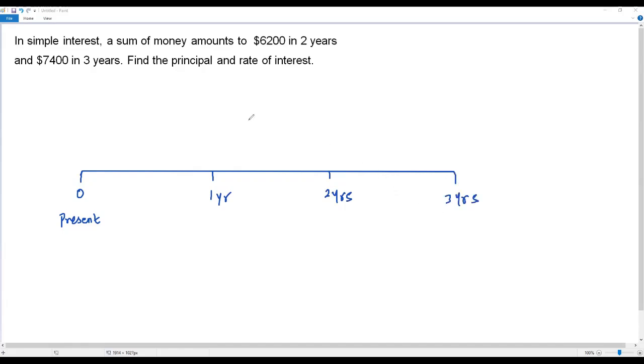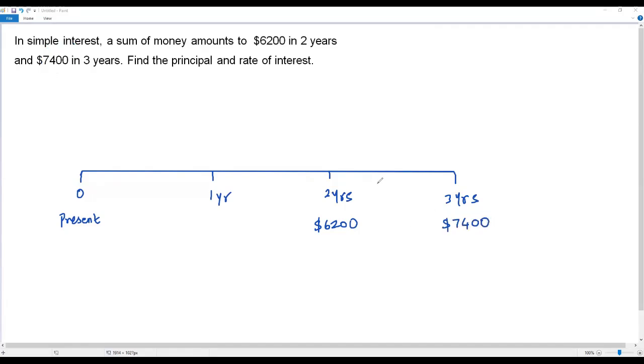According to the question, in simple interest, a sum of money amounts to $6,200 in 2 years. That is, at the end of 2 years, the amount of money in the account is $6,200. At the end of 3 years, we have $7,400. Let me write it over here.